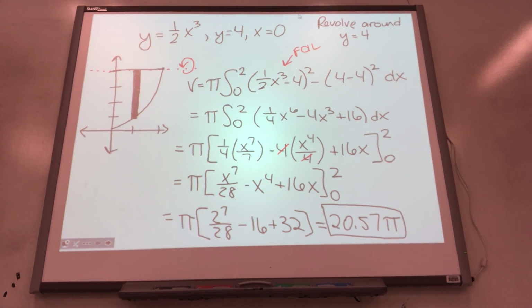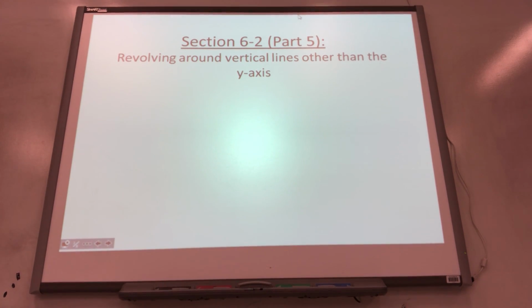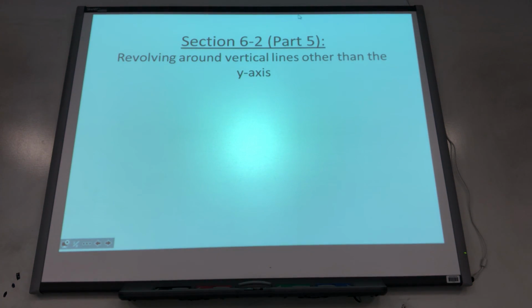Last thing that we have to learn about. It's just the opposite, pretty much, of what we were doing on Monday. Monday's lesson was revolving around horizontal lines other than the x-axis, so this is just going the other way. Vertical lines other than the y-axis.